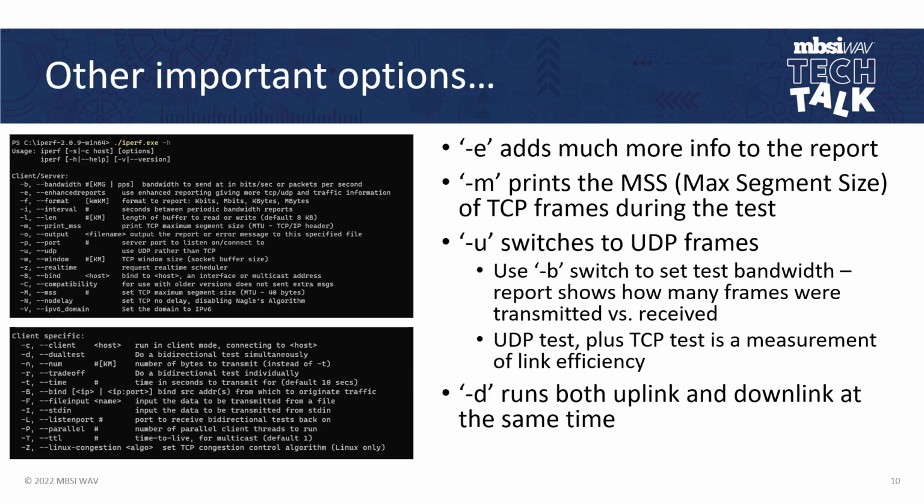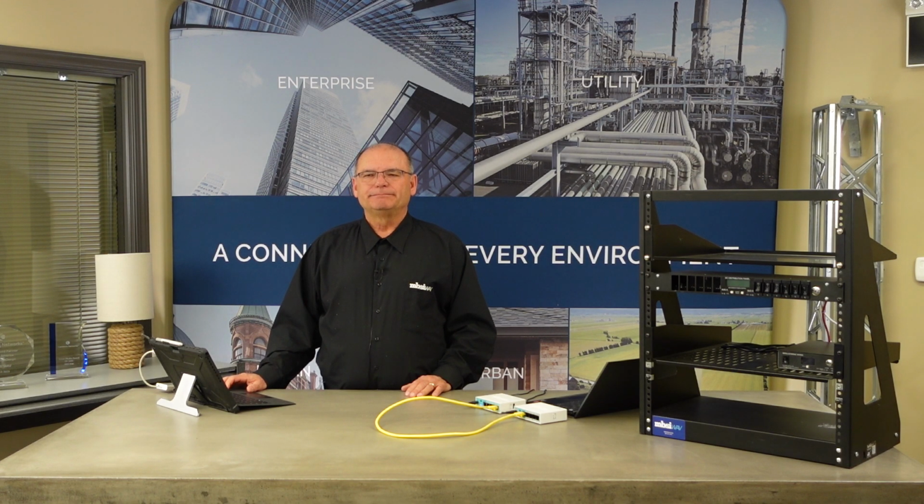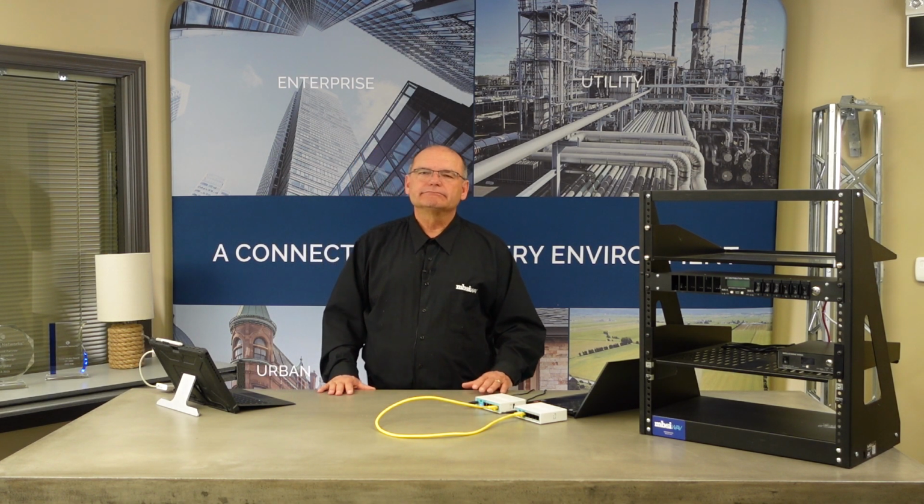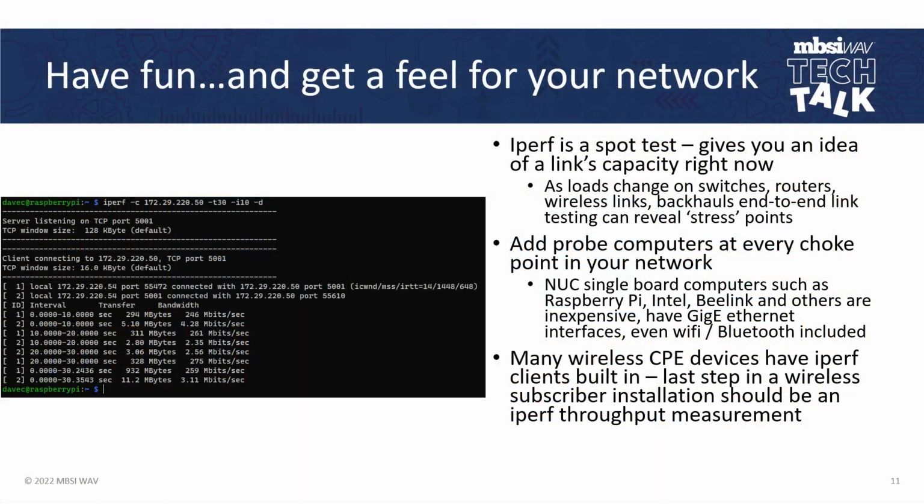It does a couple of things. Of course, it exercises your Ethernet link in both directions at the same time. But it can also test the efficiency of the computers that you're using as client and server. So if you're going to get reliable readings out of both uplink and downlink at the same time, you need to have a couple of machines running the iPerf client and server that have enough horsepower to be able to do that. So have fun. You get a feel for your network.